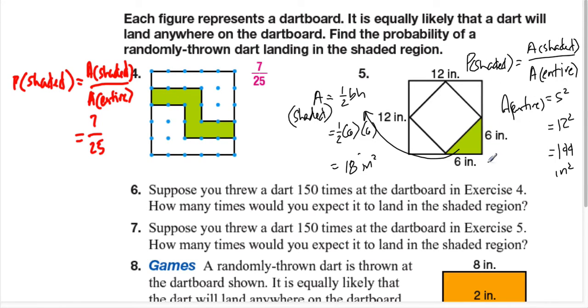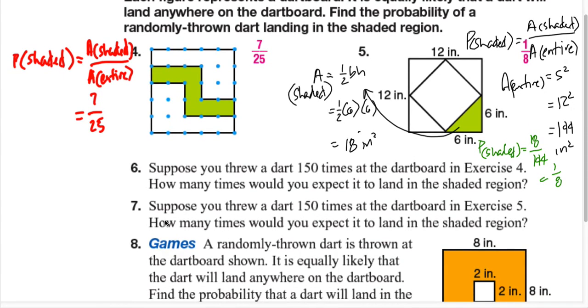So the probability of landing in the shaded region will be equal to 18 over 144. Okay, and 18 over 144 can be reduced to 1 over 8. So that's 1 over 8, the probability of it landing in the shaded region. Okay, now after finding the probability in number 4 and number 5, we can answer number 6 and number 7.